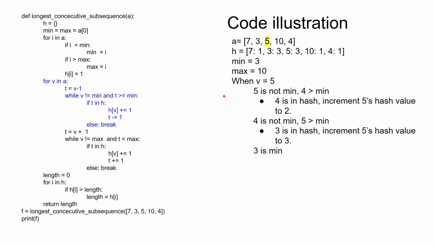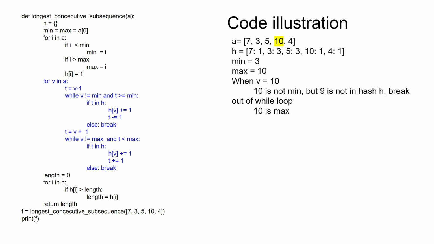When v is 5, 5 is not the minimum, and 4 is bigger than the minimum, so it'll go in the while loop. 4 is in the hash, so increment 5's hash value to 2. Because 4 is not the minimum, and 3 is bigger than or equal to the minimum, 3 is in the hash, so 5's hash value is 3. But 3 is min, so it'll break out of the while loop. For 10, 10 is not min, but 9 is not in the hash, so it'll break out of the while loop. And because 10 is the maximum, it will not go into the other while loop.